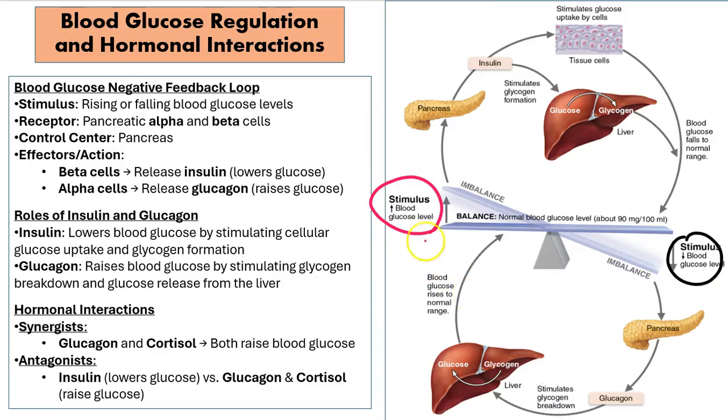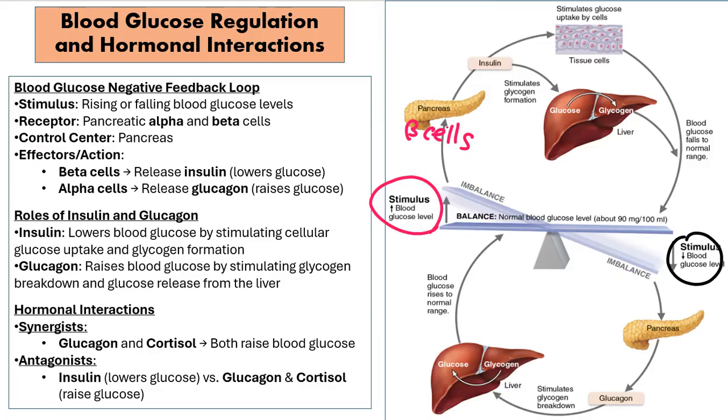First, what is going to be the stimulus? Well, an increase in blood glucose. So more glucose in the blood itself. That's going to trigger some cells in the pancreas where our receptors are. So receptors are going to be beta cells in the pancreas. These beta cells, again, are going to say, hey, there's an increase in blood glucose. We need to be able to send this through an afferent pathway to the control center.